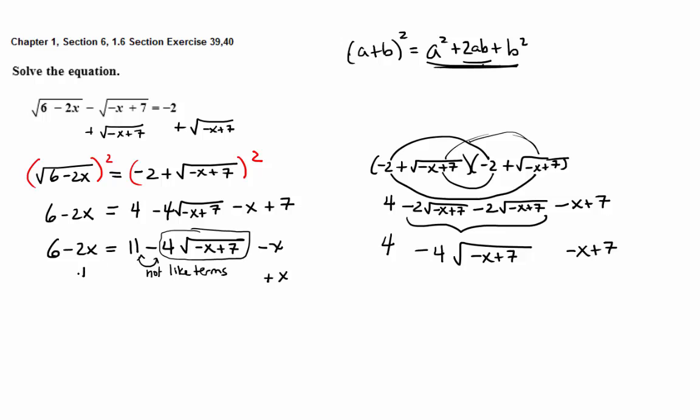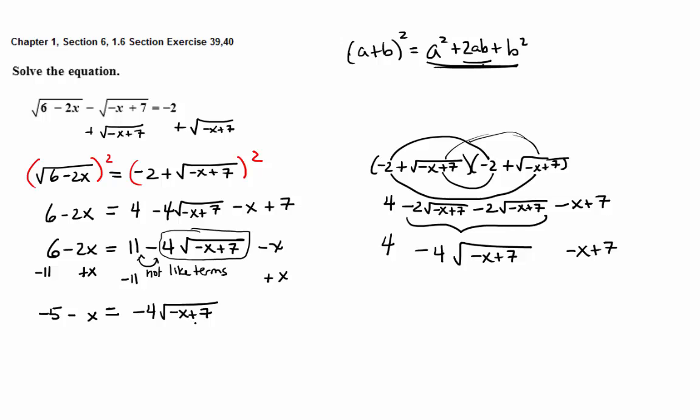Yeah, we're going to add x to the other side, and we're going to subtract 11, right? So what are we going to have? Negative 5 minus x equals negative 4 square roots of negative x plus 7. Now, a lot of times people think they need to get the radical completely by itself, but that's not actually necessary, and that will cause fractions. So you don't want to divide by 4.